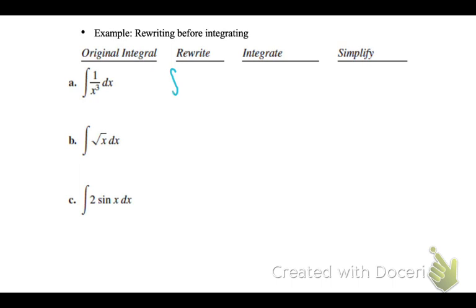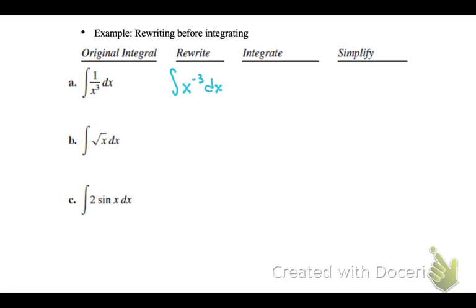X to the negative 3 dx, because we're integrating with respect to x, right? So when we differentiated, we subtracted 1, multiplied by it. Yes? Okay, so we multiplied it and then we subtracted. This time we're going to add and then divide, if you didn't notice on the last one.